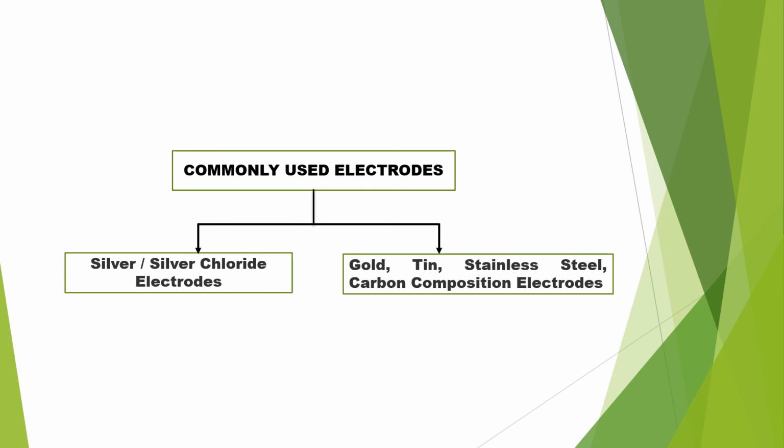So the commonly used electrodes for skin contact impedance are silver chloride electrodes. They are used for ECG, EOG, EEG, etc. And then we have gold, tin, stainless steel, and carbon composition electrodes also used for skin contact impedance.